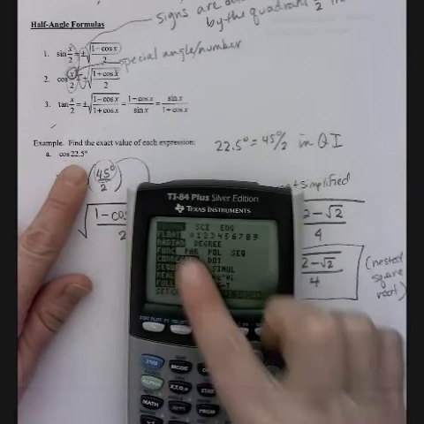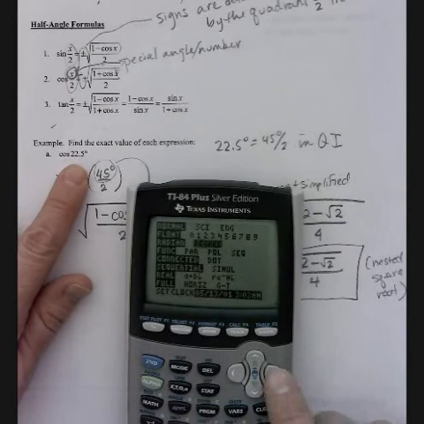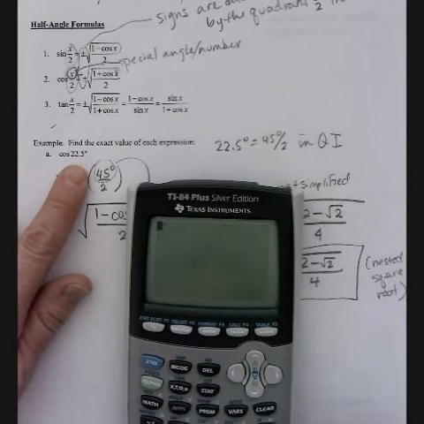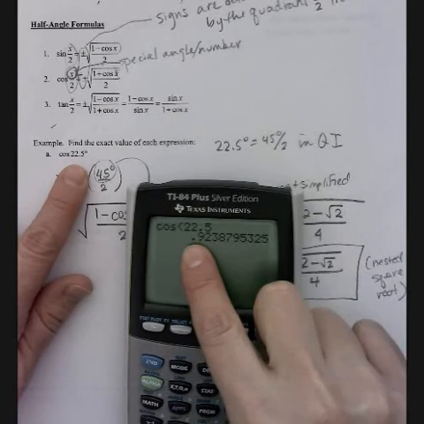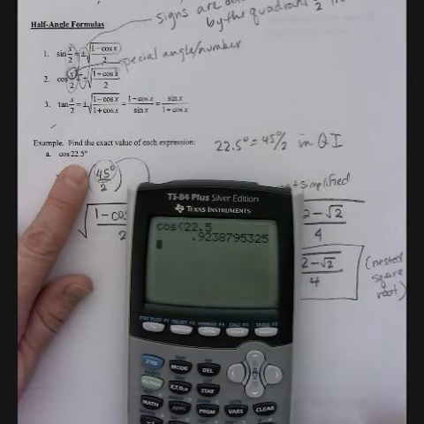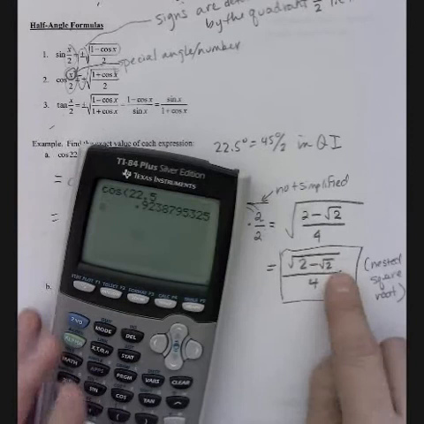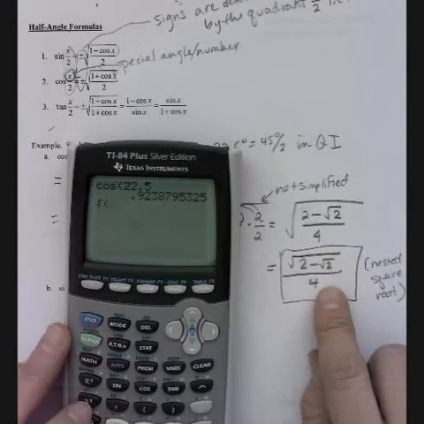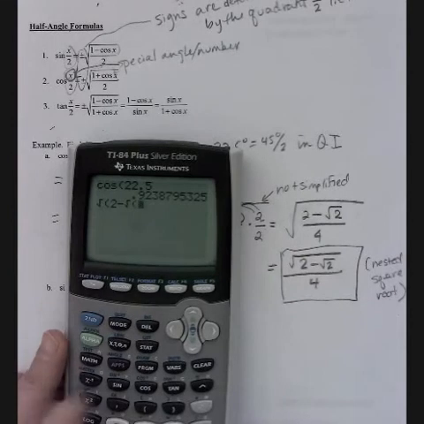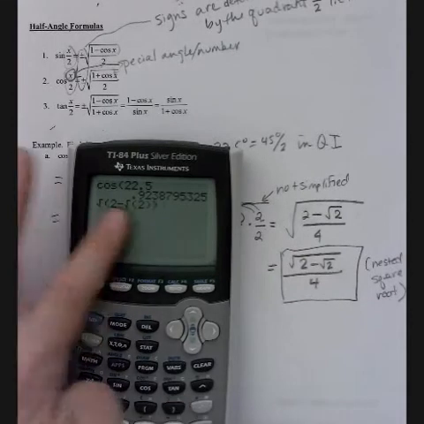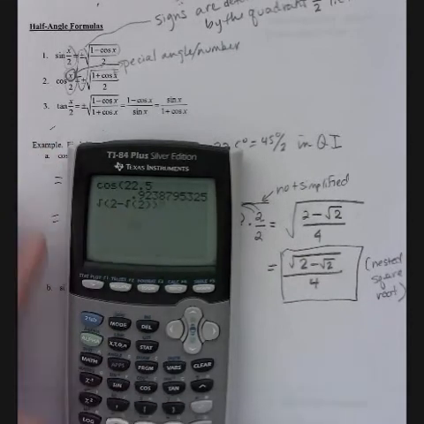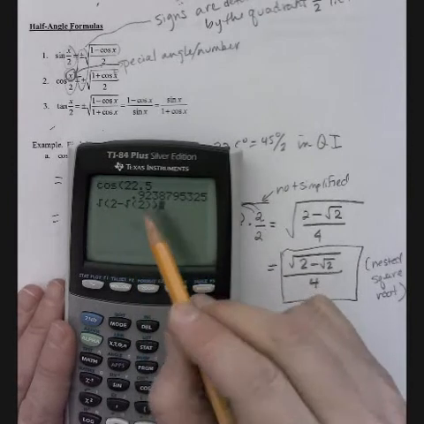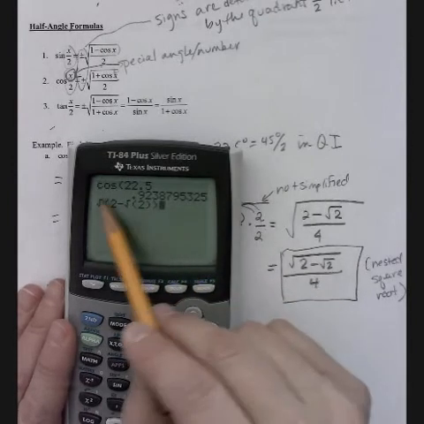Check, I'm in radians, so I need to change to degrees. Right? So cosine of 22.5 is 0.9238, etc. So when I plug this in, I should get the same number. So square root of 2 minus the square root of 2, and then close that off, so that's this set of parentheses here, we're taking the square root of all that.